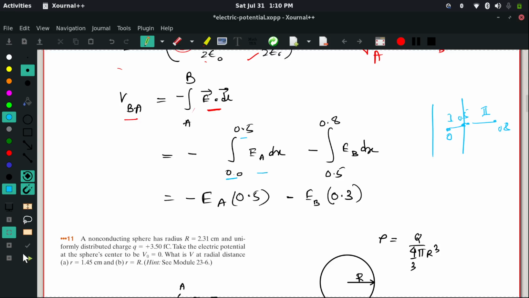We have broken this into two parts. You will just do this integration, but there is nothing to integrate because E doesn't depend on x, so you just write dx. dx will be 0.5 minus 0, so you get 0.5. Here also you get 0.8 minus 0.5. At the end of the day you plug all of these things in and your calculator will give you some numbers.